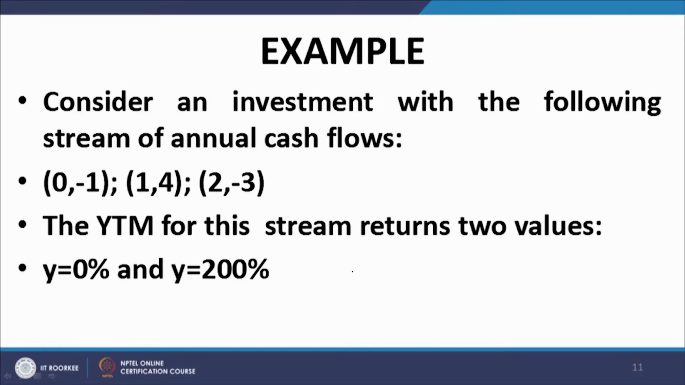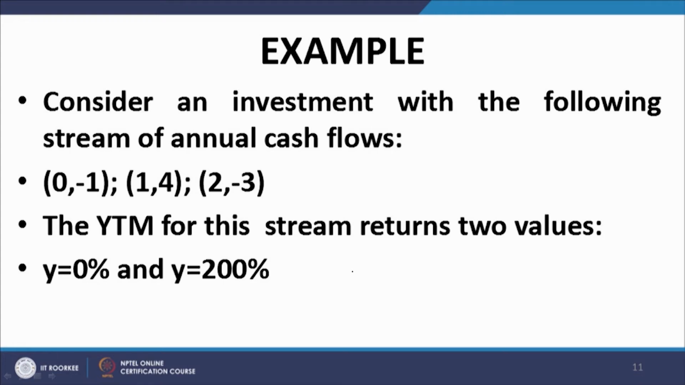This is an example where we have a cash outflow at t equal to 0 of minus 1, at t equal to 1 there is a cash inflow of 4, and then at t equal to 2 there is a cash outflow of 3. So, there are two sign changes, one from t equal to 0 to t equal to 1, and the other from t equal to 1 to t equal to 2.